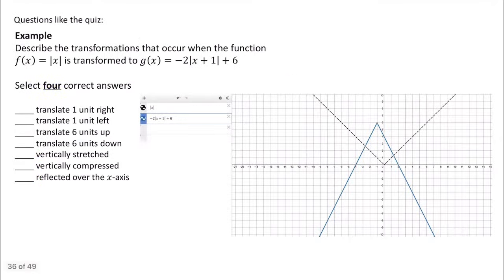Okay, and then as always, once you've written these out, let's check off our answers. So we said left 1, up 6. We said vertically stretched and reflected. We can always double check in Desmos and make sure that what we said was correct. So you can see this graph has been reflected. It is taller, so it's vertically stretched. The vertex has been shifted 6 units up, and it did move 1 unit to the left. So writing things out in your own words can really help out with these problems.